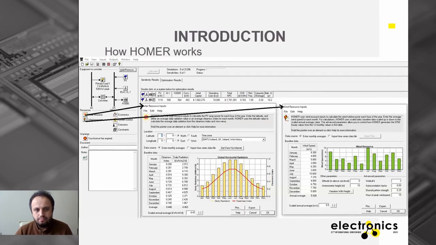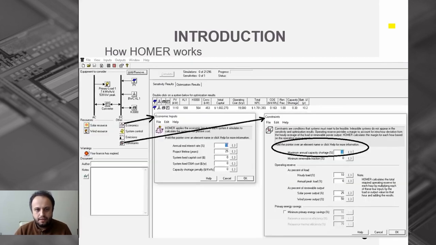Again, we add meteorological data for solar or wind speed in Homer. Then the economic section, with economic inputs like real interest rate or project lifetime. And the important constraints, because all optimization processes have some constraints. We have two constraints in Homer. One of them is annual capacity shortage, which we are using, and the other is minimum renewable fraction.